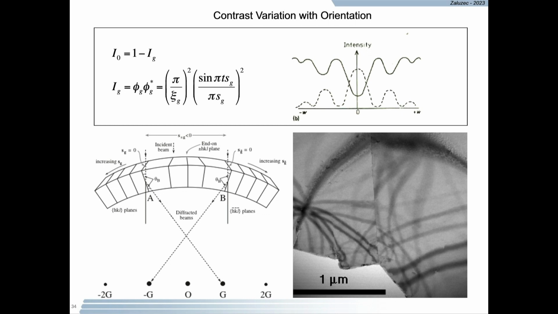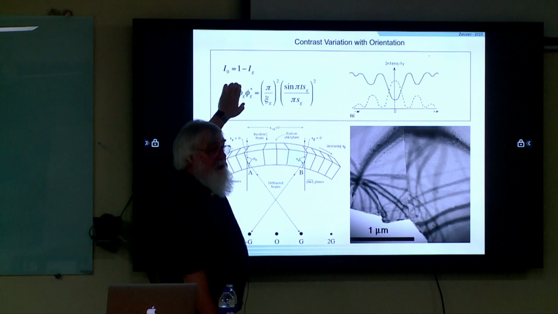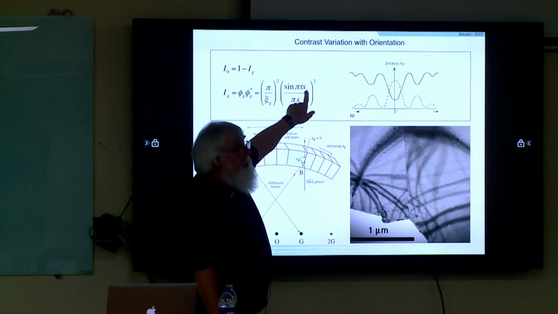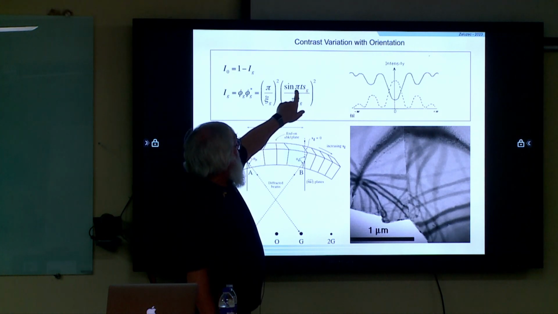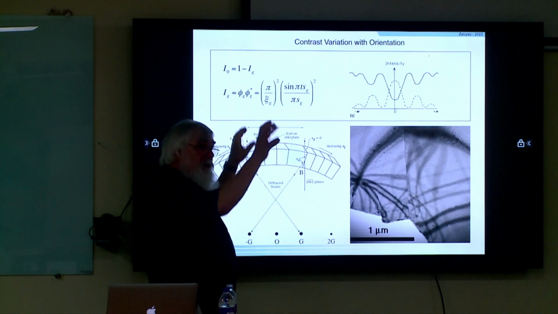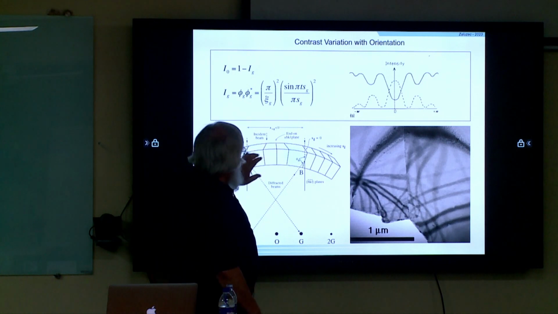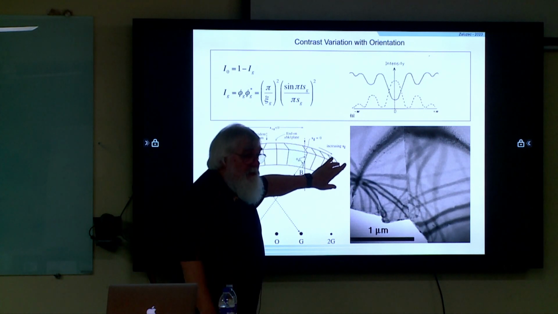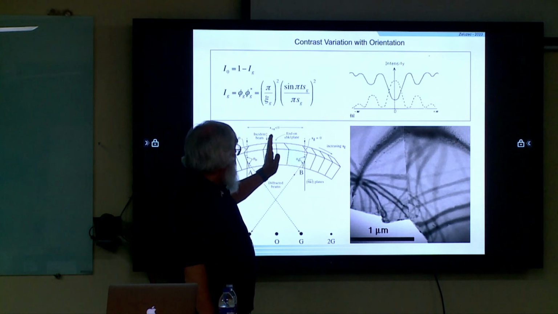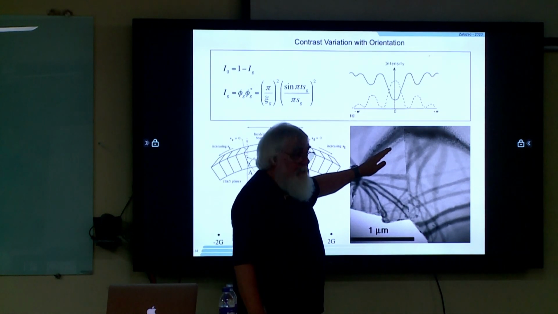Where does a bend contour come from? A bend contour comes from that same equation that gave us a thickness fringe. But instead of varying the thickness, I'm going to vary the orientation of the crystal. So we've got pi times the thickness times the orientation. Now let's pretend we have a uniformly thick sample and it's slightly bent. What's going to happen is the thickness is constant, but we're getting a gradual change in orientation. So what are we doing? We're getting either Bragg diffraction or no Bragg diffraction. And we see that very nicely here.